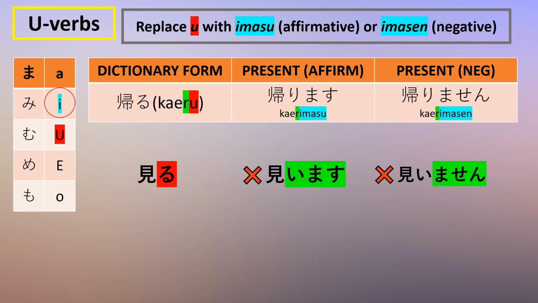It is wrong to say miimas or miimasen. That is wrong. Okay, remember that.